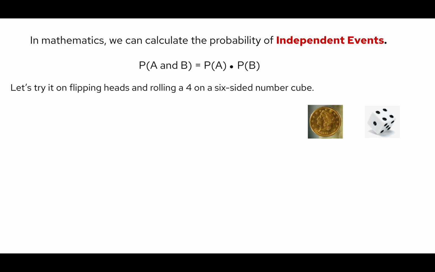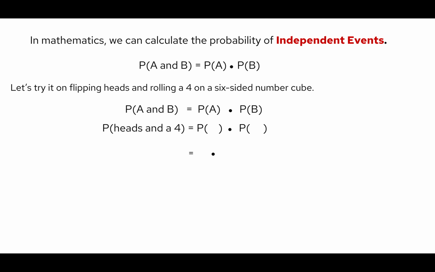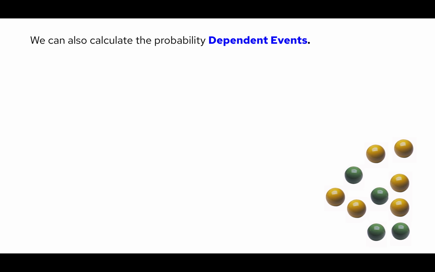So let's try it on the one where we flipped the heads and we rolled a 4 on a 6-sided number cube. So we'd say, what's the probability of getting A? And A is the one with the coin. Well, the probability of flipping a head and a 4, well, a head is 1/2. And the probability of rolling a 4, well, that's 1/6. So we multiply 1/2 and 1/6, and say the probability is 1/12. Wow, that was a lot faster than making my tree.